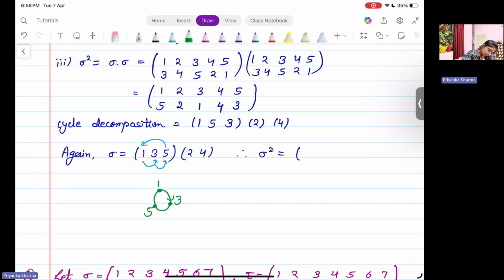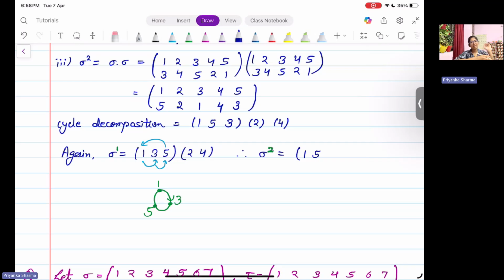So here actually we have sigma to the power 1, so we are writing just the next element. But if we want to find sigma square, then we will write the second element. That is, what will be the image of 1? The image of 1 will be the second element. In this cycle, the first element coming after 1 is 3, and the second element coming after 1 is 5. So this will be 5.